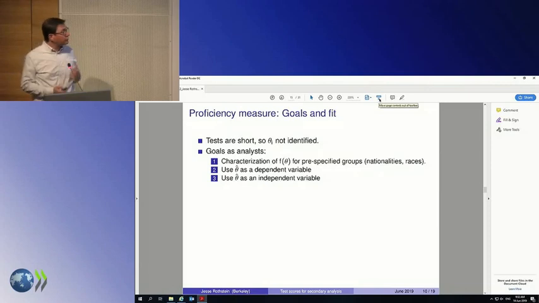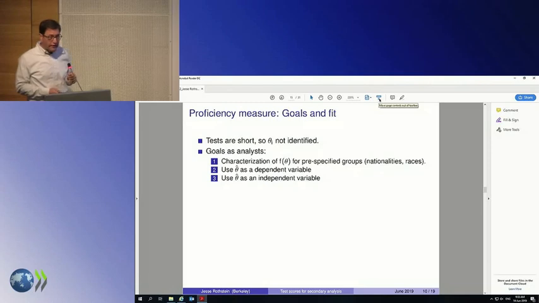So again, there are three goals that we want to support. One is this characterization of the distribution of theta in predefined groups. And then the other are the two cases I talked about earlier, using theta as a dependent variable and using it as an independent variable.